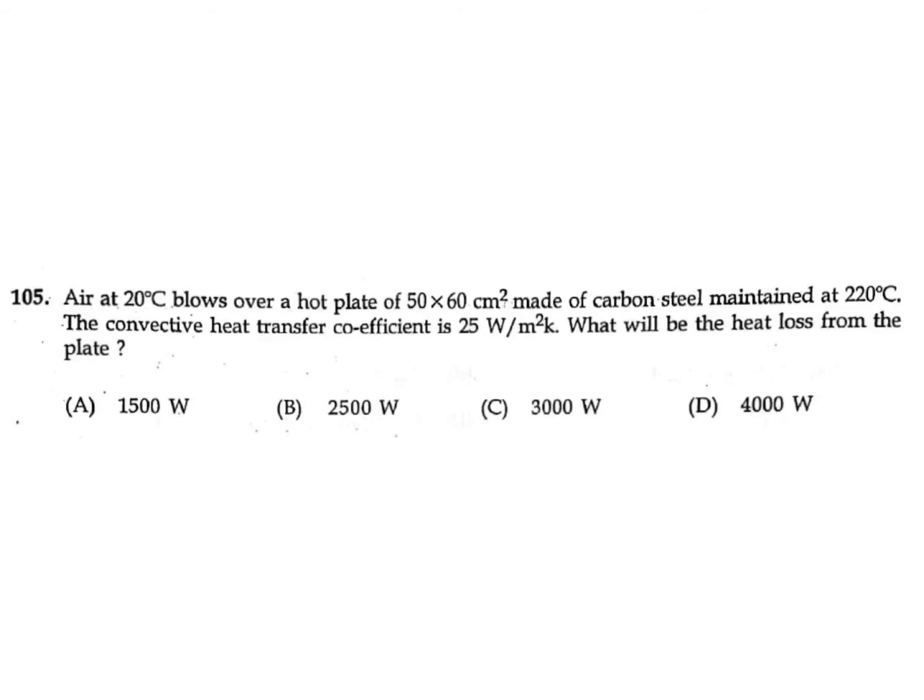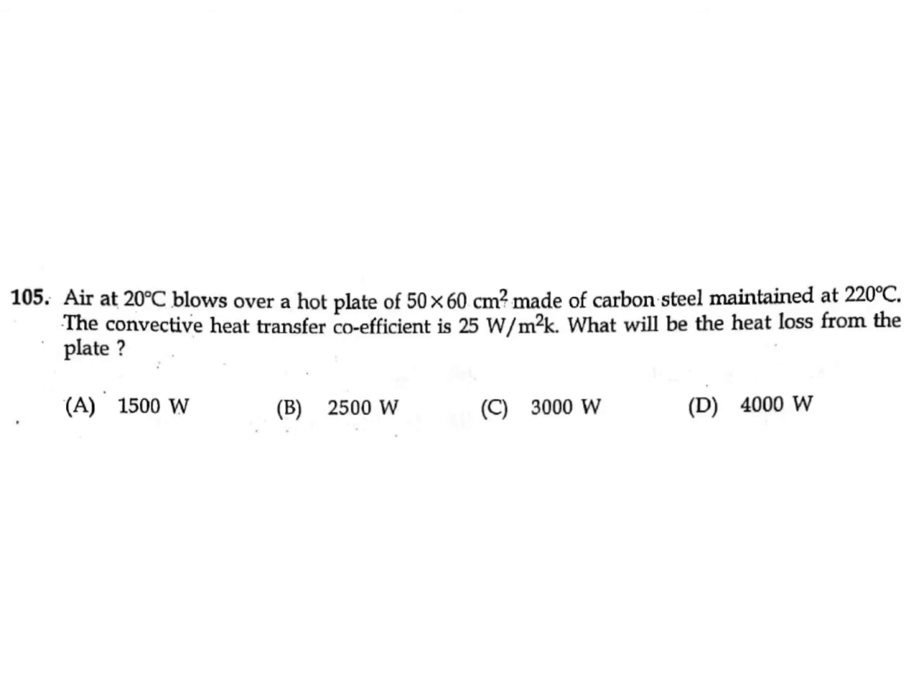So here the question is: air at 20 degrees Celsius blows over a hot plate, area given 50 by 60 centimeter square, made of carbon steel, maintained at surface temperature. Surface temperature is 220 degrees Celsius. The convective heat transfer coefficient h value is also given, 25 watt per meter square Kelvin. What will be the heat loss from the plate?